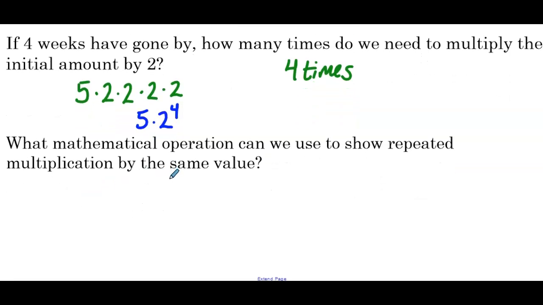What mathematical operation can we use to show repeated multiplication by the same value? And just as we did in the example above, we represented 2 times 2 times 2 times 2 as 2 to the 4th with an exponent. So exponents are the mathematical operation that we can use to represent repeated multiplication by the same value.